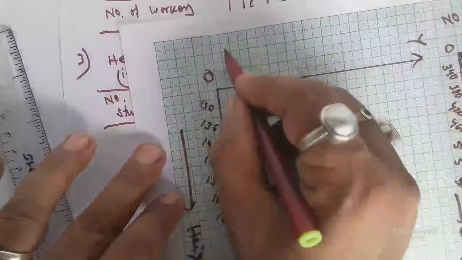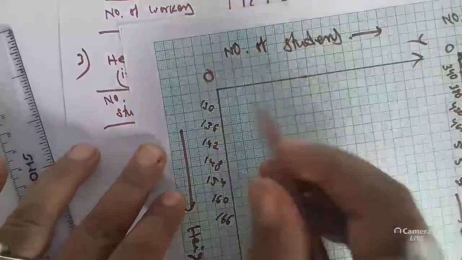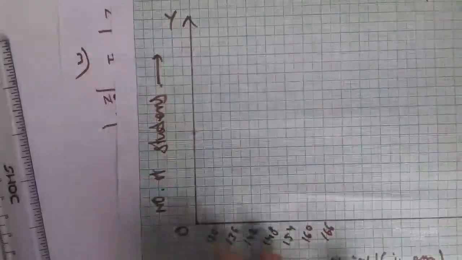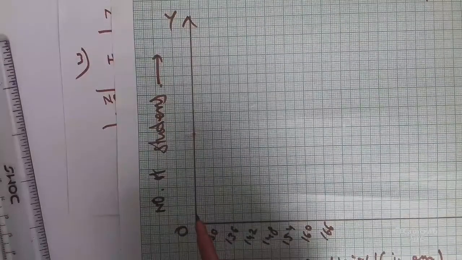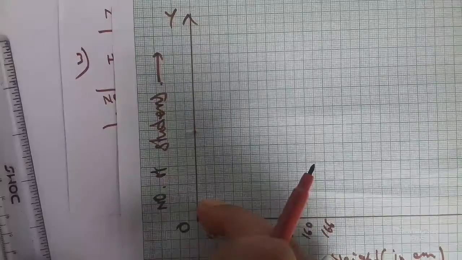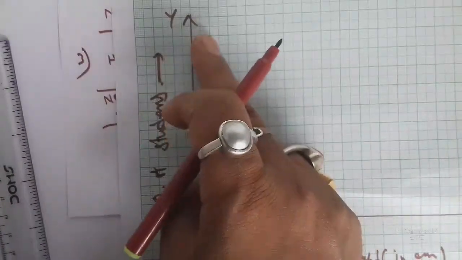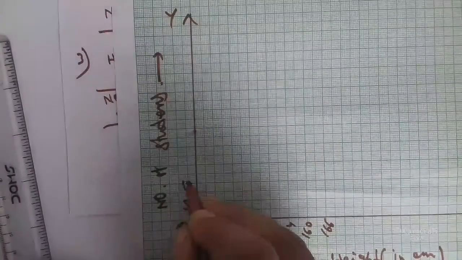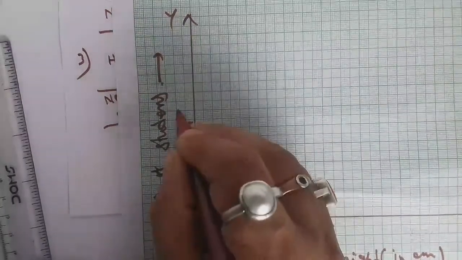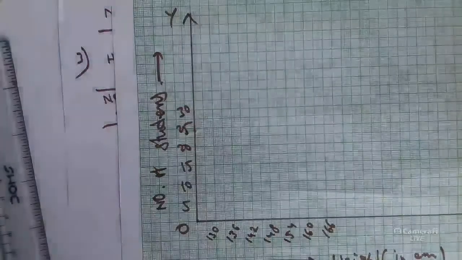So along y-axis we have to take number of students. So the highest number is 23. If we take 2 at a time, then we can take 5, so 1 unit is equals to 5. Okay, so along y-axis we have to write 1 unit is equals to 5 students.